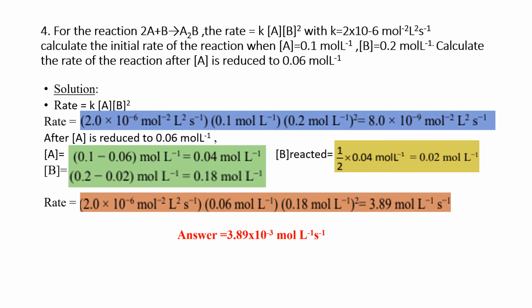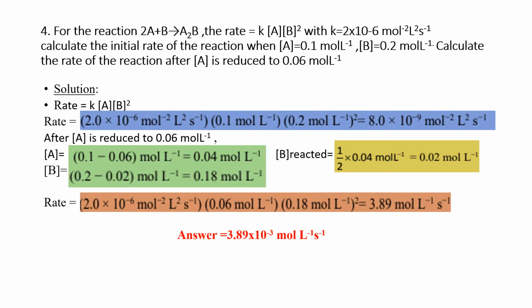But what they are asking is to calculate the rate of the reaction after A is reduced to 0.06 mol L⁻¹. If it is reduced, what we have to do is take the initial concentration and subtract the reduced amount. Then you will get the A concentration. With the A concentration, you need to find out the B concentration. How to find the B concentration? Whatever amount of A is there, only that much B will react. How much B reacted, we need to find. If A is 2, then B is 1 in the reaction itself.